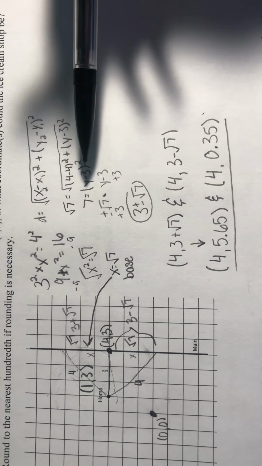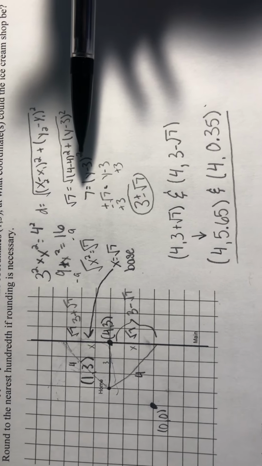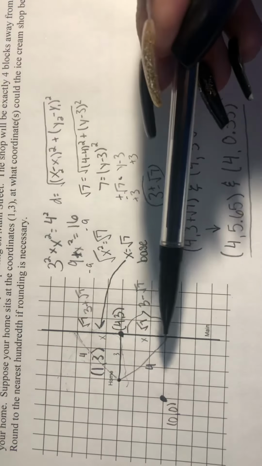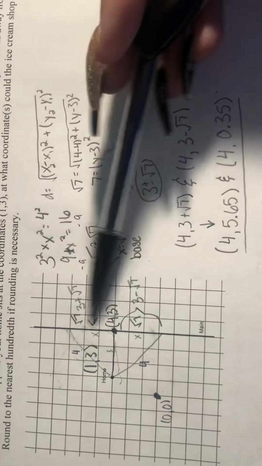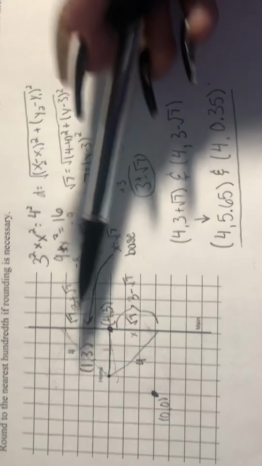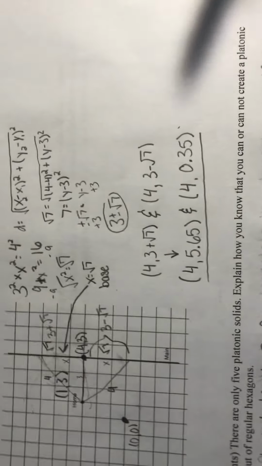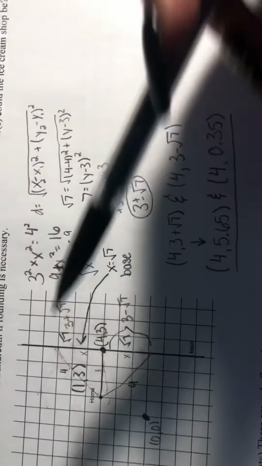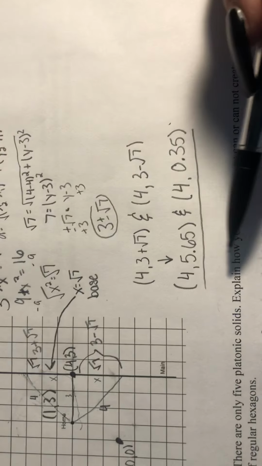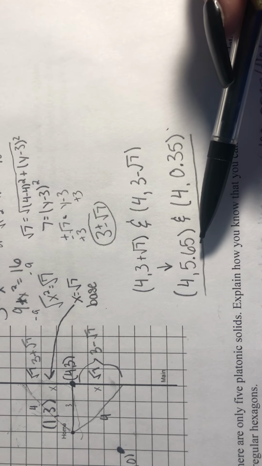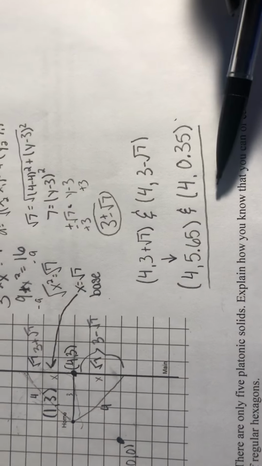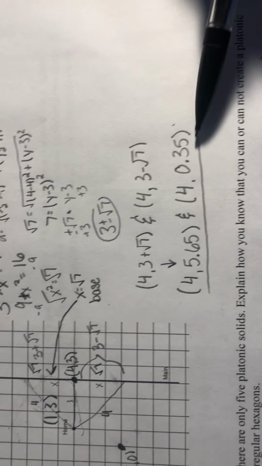I know that the x values have to equal 4 since it has to be on Main Street. And so for the answers I got, the first location it could be is 4, 5 and 65 hundredths, and then the second location would be 4 and then 35 hundredths.